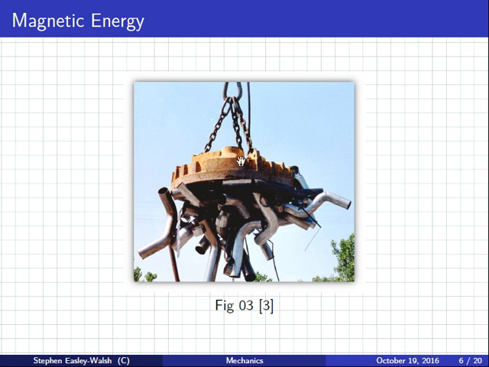So this magnet has the ability to do work, and the work it can do is apply a force to lift up metal. Okay, did you write that down? Magnetic energy. Okay. Next type of energy.